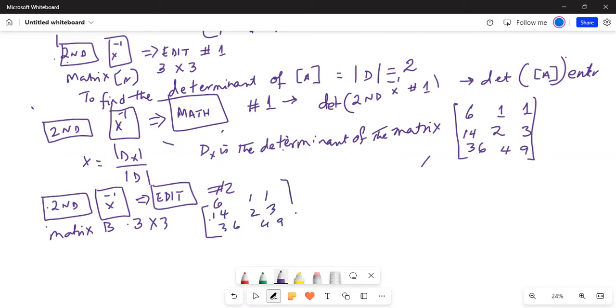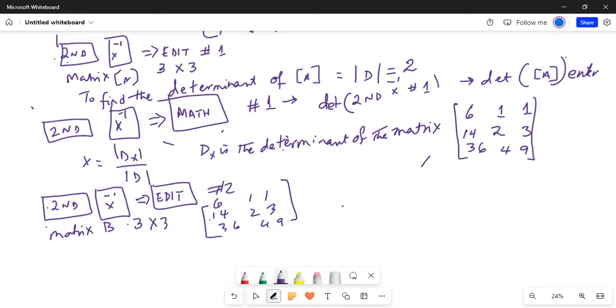And then we have to find its determinant. Okay, so let's go to second, x minus 1, edit, number 2, make B a 3 by 3 matrix, and enter the information: 6, 1, 1, 6, enter 1, enter 1, then 14, enter 2, enter 3, then 36, enter 4, enter 9. So I've got the matrix B done.